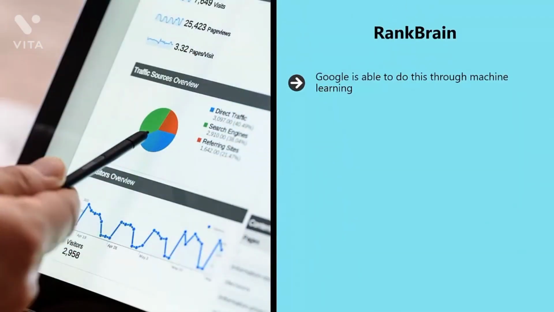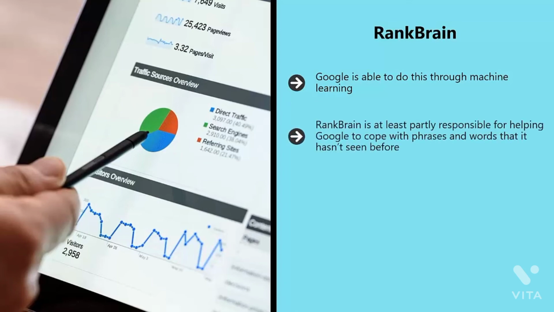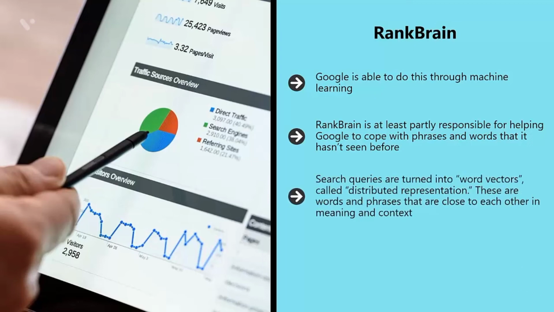RankBrain. Google is able to do this through machine learning. Specifically, it uses a form of natural language processing, which Google refers to as RankBrain. RankBrain is at least partly responsible for helping Google to cope with phrases and words that it hasn't seen before. If RankBrain identifies a word it isn't familiar with, then it can guess what it might mean based on context and based on its usage elsewhere. This helps Google to deal with unusual searches that it hasn't seen before without simply matching search terms to content in articles.